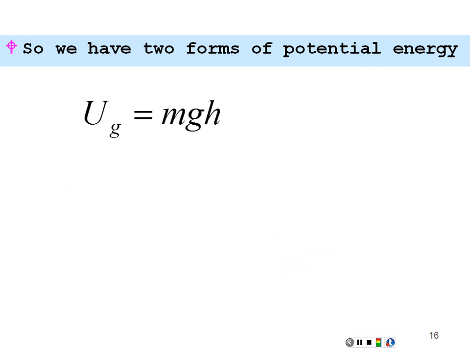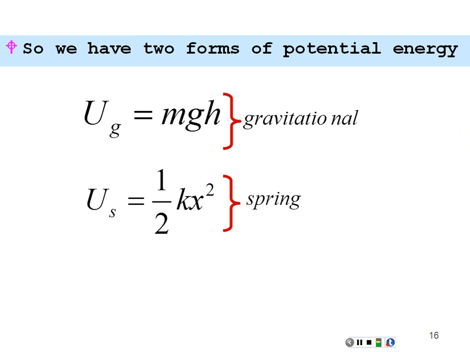So we have two forms of potential energy: gravitational potential energy, mgh, and spring potential energy, 1/2 kx squared. And we'll be using either one of these or both or none of these, depending on the problem. If the problem has a spring in it, then we have to worry about 1/2 kx squared. If it changes height, we have to worry about mgh.